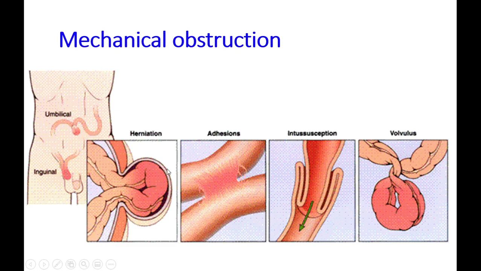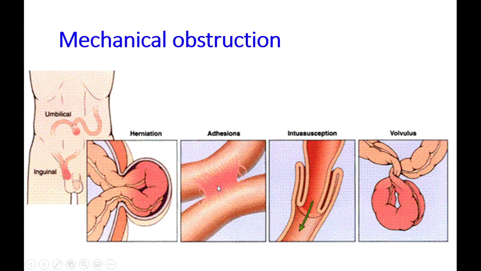Another type of obstruction in the bowel, number one, is herniation. Herniation is the protrusion of a bowel loop through the abdominal wall at the level of the umbilicus or through an inguinal hernia sac, so umbilical hernia and inguinal hernia, protrusion of the bowel loop through this hernial sac. The complication is strangulation, obstruction, and twisting of the blood vessels with gangrenous necrosis.